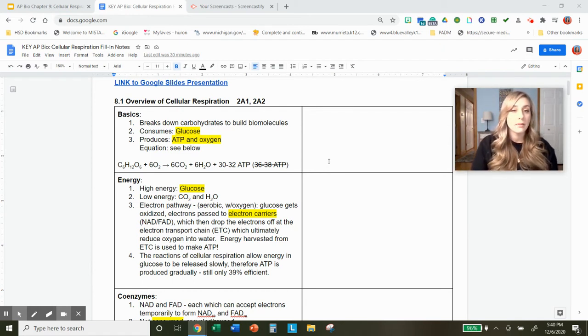So for cell respiration, we're breaking down carbs to build biomolecules. We're consuming glucose, and we're producing ATP and not oxygen, water. Sorry for that one. Produces ATP and water. The equation can be seen below.